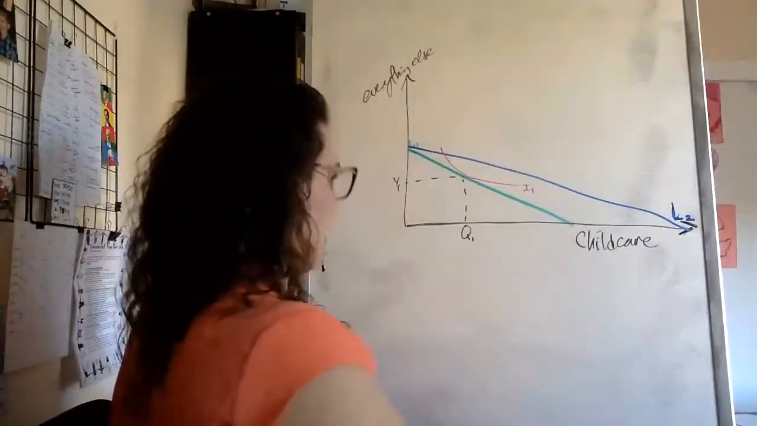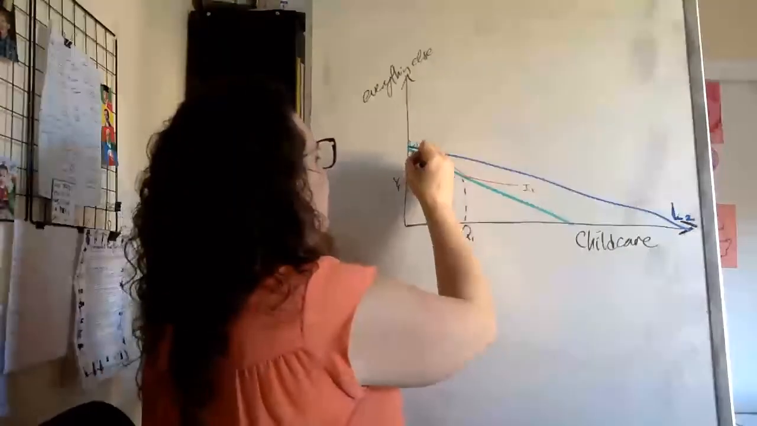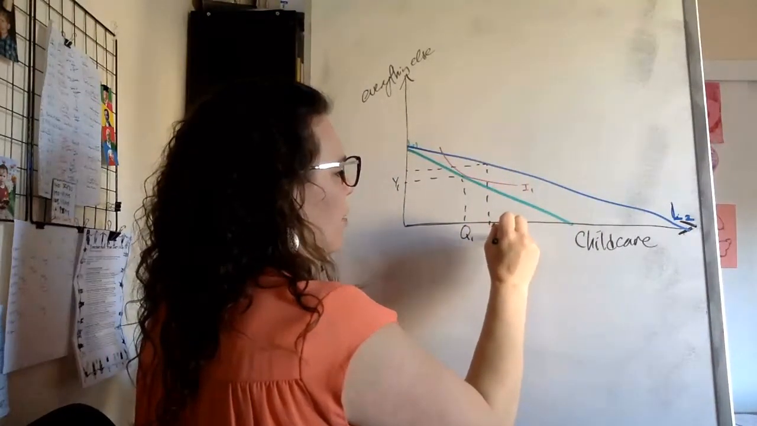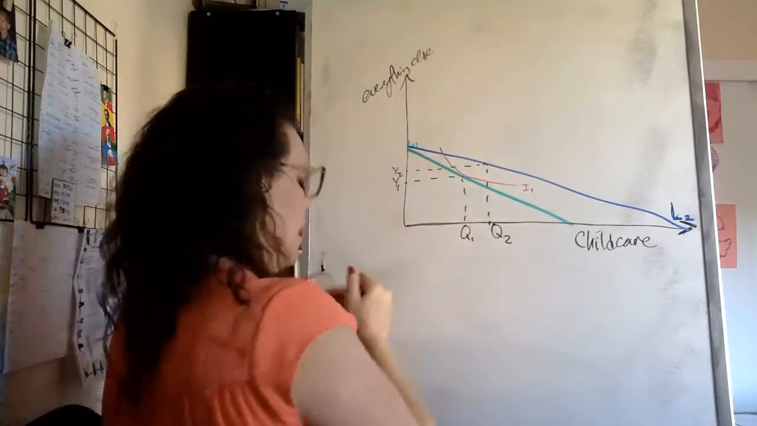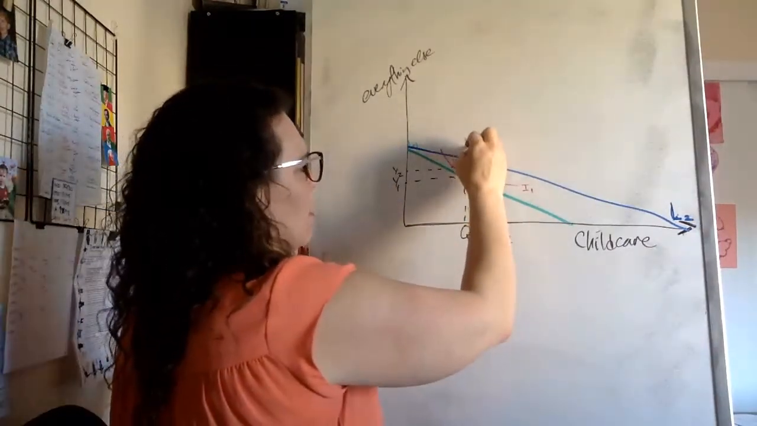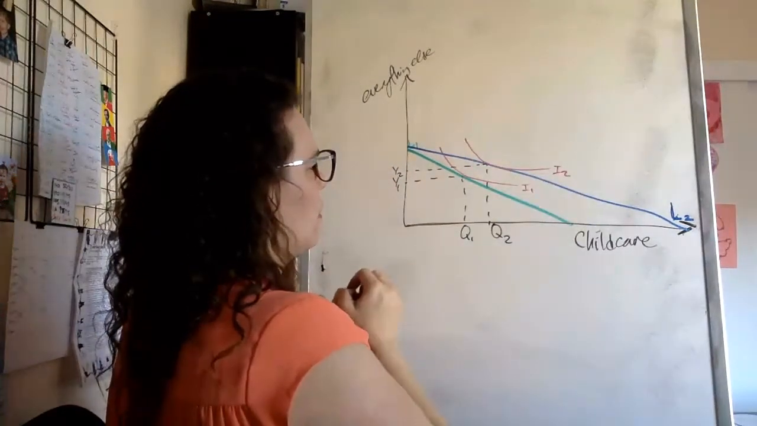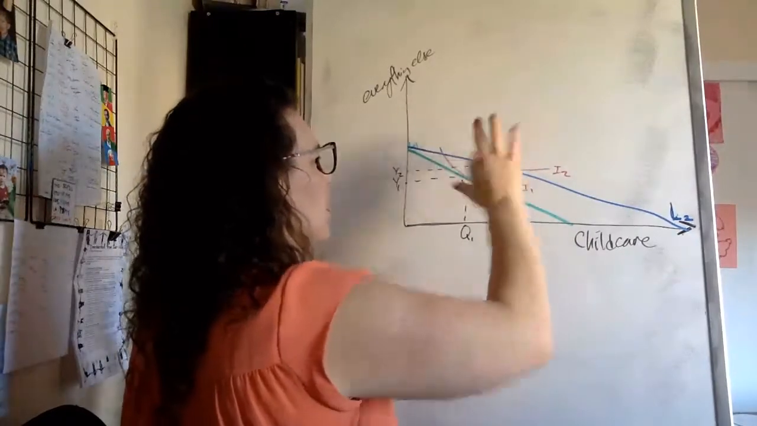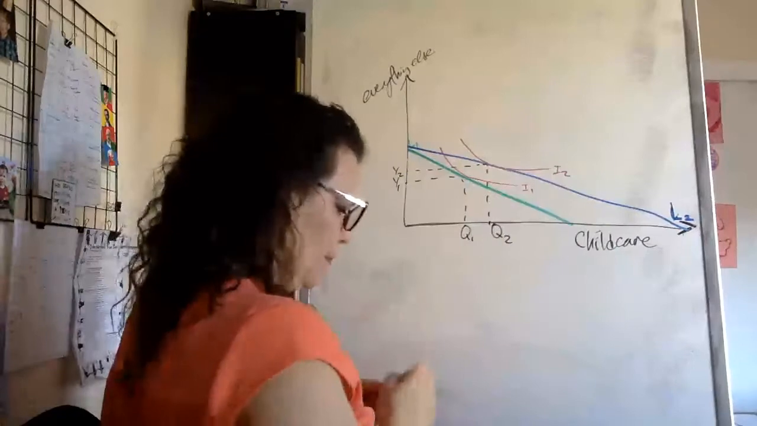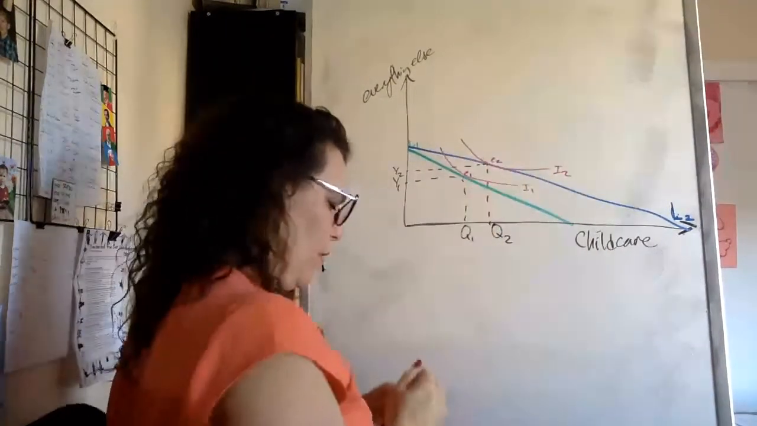And that's going to get us to a point where they consume a little bit more of everything else because of the income effect, and a lot more childcare because of the substitution effect. And that gives us a new consumption point and a new indifference curve. Let's fix that. I'll make it a little bit more. Okay. And so we have a consumption point E1 and E2.